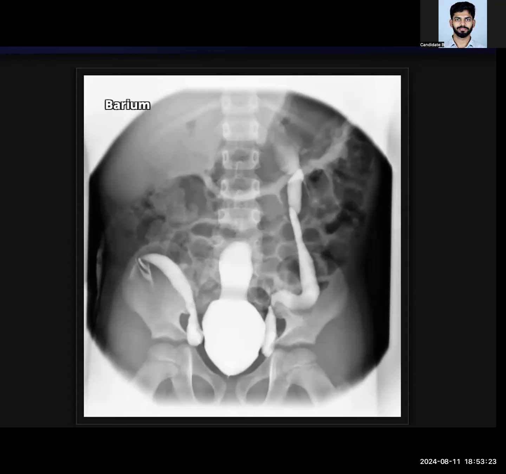In that case, this is possibly a narrowed segment of the large bowel loop with upstream dilatation of the bowel loop. So it's possibly a bowel obstruction. So I would get more details from the patient history.